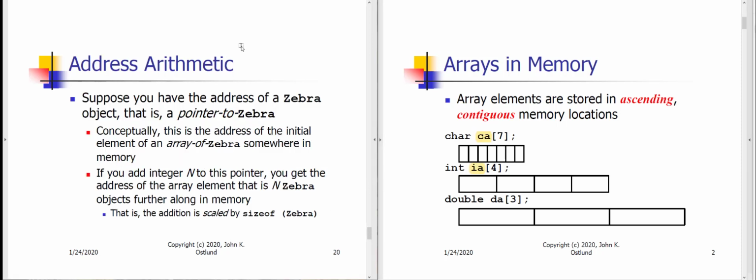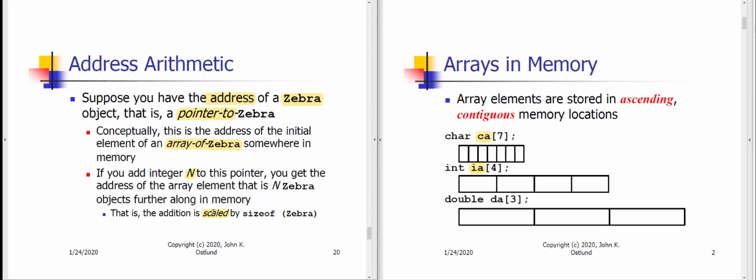All right, so we can flip this idea around in the other direction. If the name of an array is a pointer to the initial element of the array, then let's suppose that we have the address of some object like a zebra somewhere in memory. That is, we have a pointer to zebra data type. Well, that pointer can be thought of as the address of the initial element of some array of zebras. Okay? And if you add an offset to that pointer, what you get is the address of the nth element within that array of zebras.